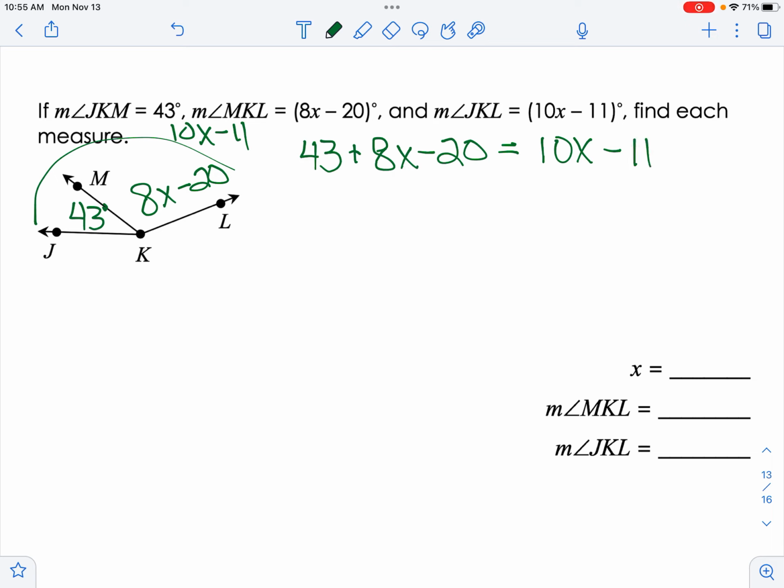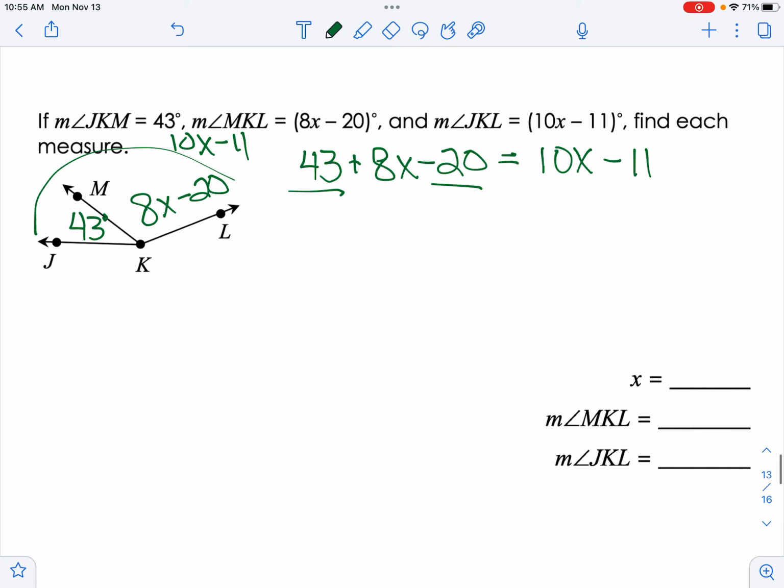Okay, so now I want to always simplify both sides before I start moving stuff around. So I want to simplify the left. 43 minus 20, I want to do that first. So 43 minus 20 is 23 plus 8x equals 10x minus 11. The right side is fine, so I don't need to do anything with that.